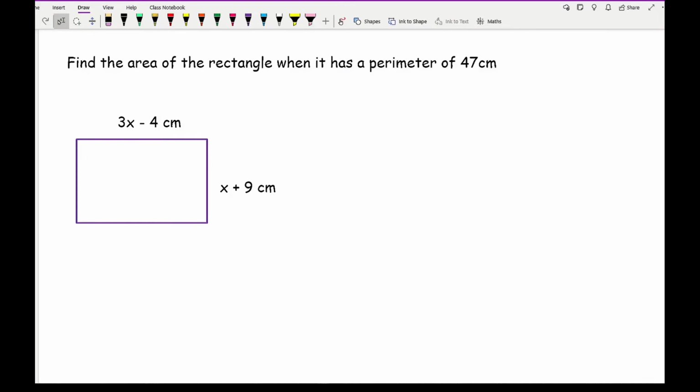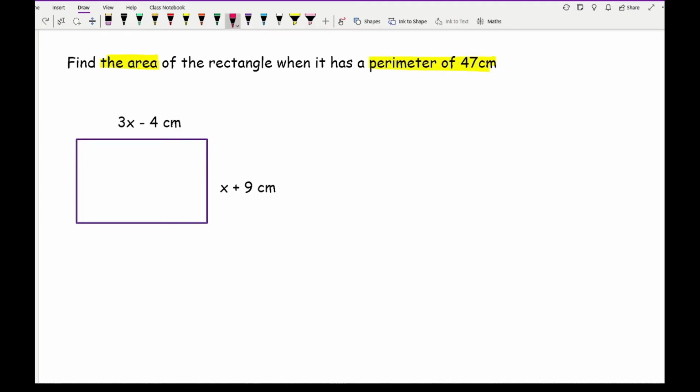So looking at this next question, it says find the area of the rectangle when the perimeter is 47. Now the key thing with this question is that our final answer needs to be the area of the rectangle. In order for us to find the area, I need to know the length and the height of this rectangle, which therefore means I need to find x. And in order for me to find x, I need to use that the perimeter is 47 centimeters. So looking at this, let's just go through the process.